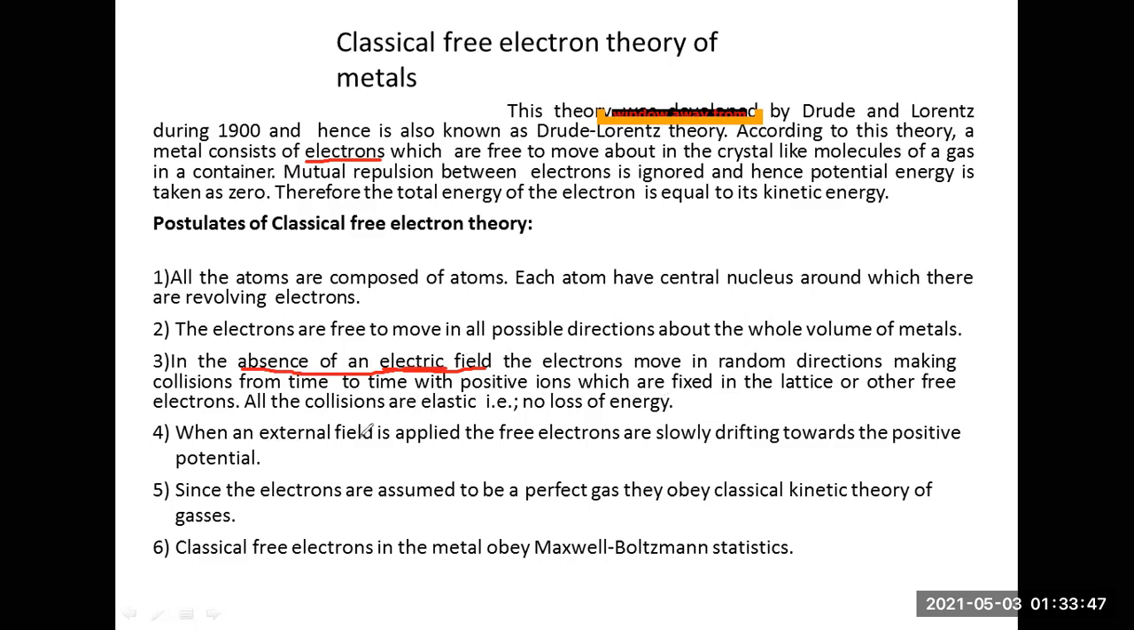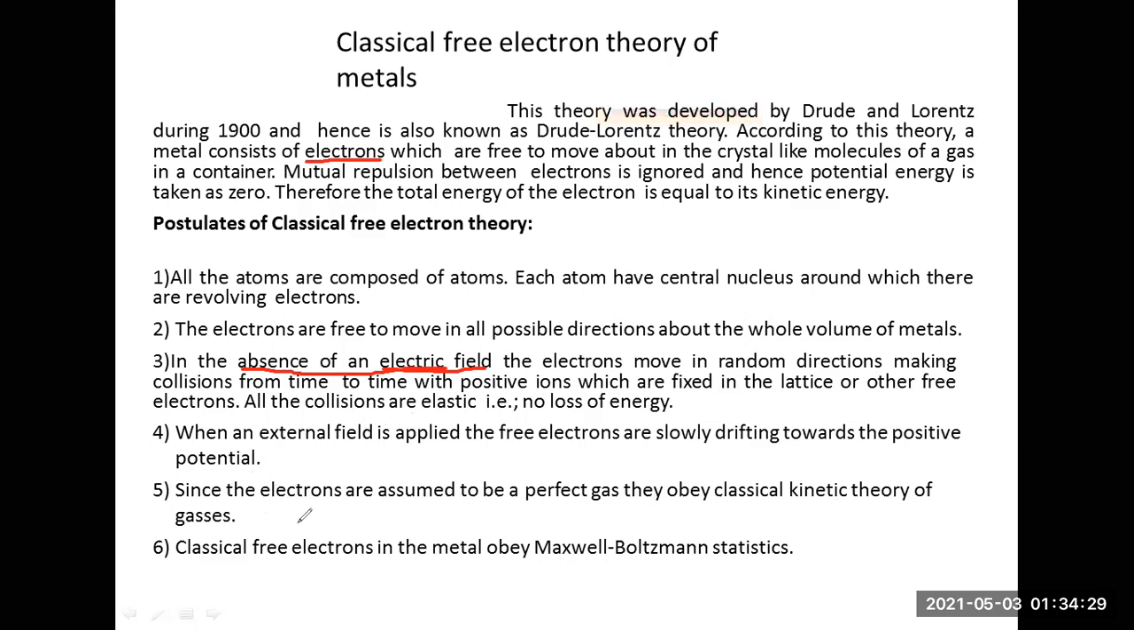So what will happen when an external electric field is applied? The electrons slowly drift, or we say they crawl, towards the positive potential. Since the electrons are assumed to form a perfect gas, it will obey the kinetic theory of gases.